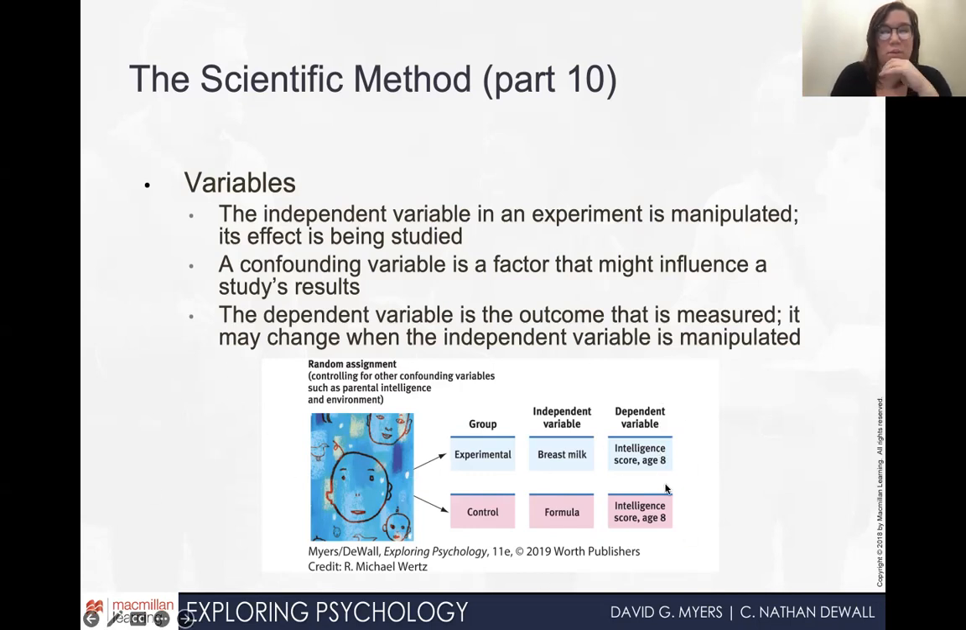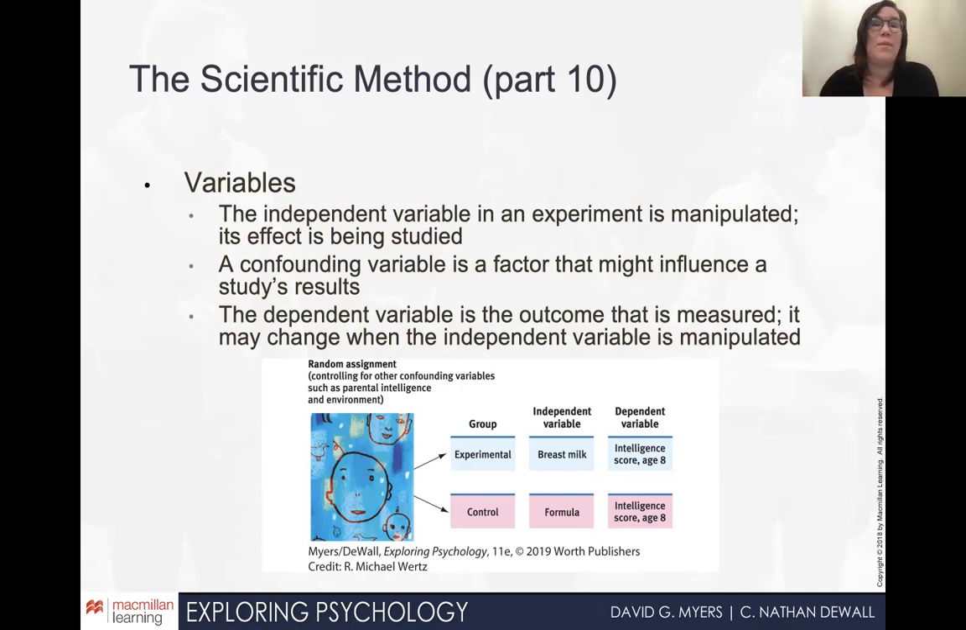So we have this picture right here. It's a random assignment controlling for confounding variables such as parental intelligence and environment. So we have these two groups, our experimental and control. We have our independent variable, which is an experimental group that receives breast milk. And then we have a control group that receives the formula. And our dependent variable is an intelligence score that the child will take at the age of 8. So that score depends on that independent variable, which is whether or not the child received breast milk or formula.